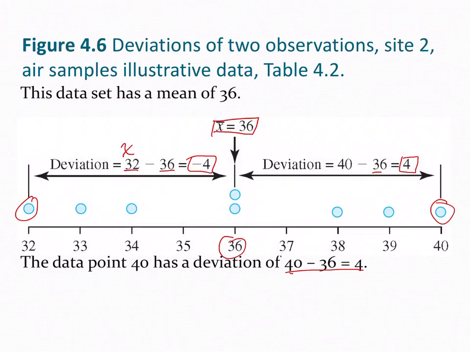This would be your x subscript i minus your x bar, which we actually have values for. So we have x, so this might be x subscript 1, which is a value of 32, minus our x bar, a value of 36, equals our deviation of -4.